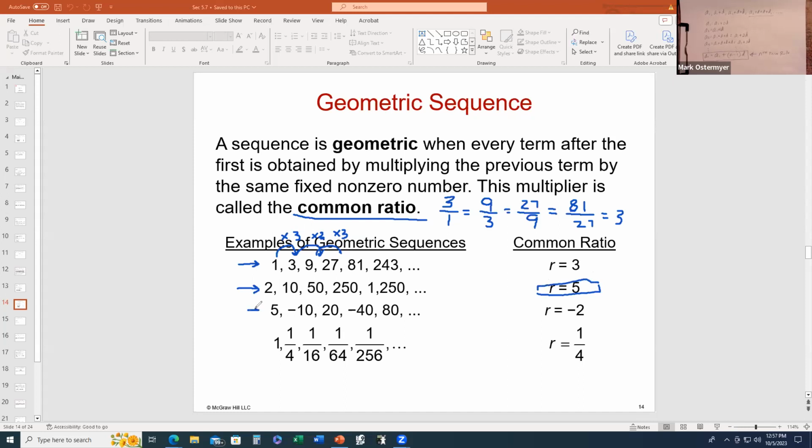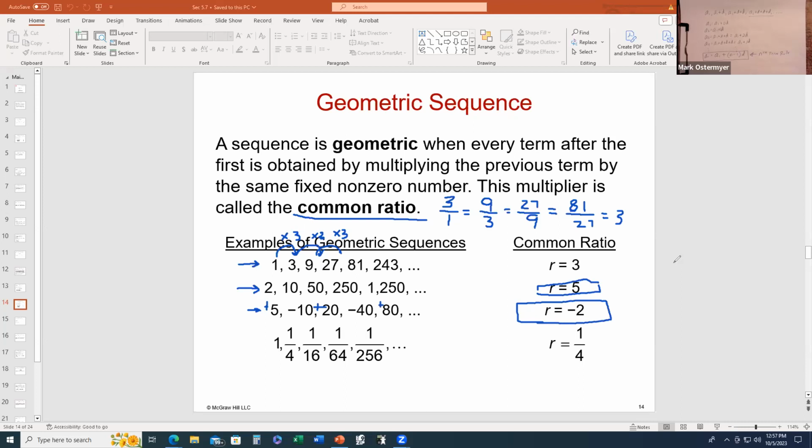This geometric sequence is called an alternating geometric sequence because the terms alternate in sign. Positive, negative, positive, negative, and so on. It's called an alternating geometric sequence. And the common ratio can be found by taking -10 and dividing it by 5, or 20 divided by -10, or -40 divided by 20, or 80 divided by -40, which in each case you're going to get -2 for the common ratio. So that's what you would have to multiply any term of this geometric sequence by to advance to the next term, is you have to multiply it by -2.